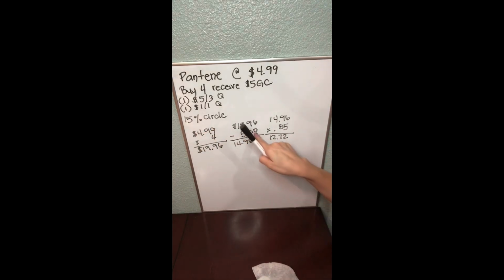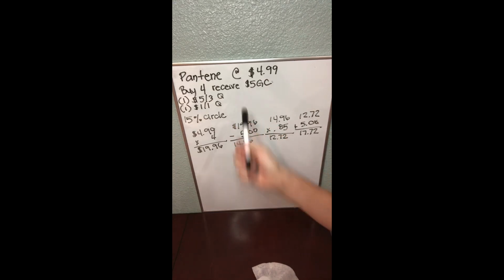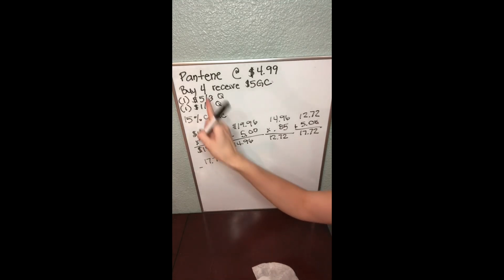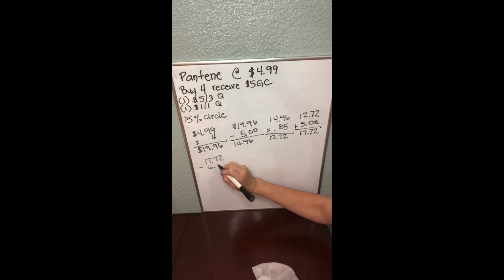Now what we do is we have to add that gift card back in, because remember, it was just temporary. So we add that gift card back in. Now we're at $17.72. Next step is we take off our coupons. We have $17.72 minus $6 in coupons.